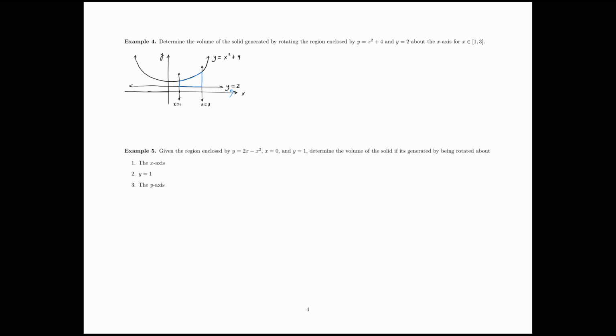So once you identify your axis of rotation, which I'm in the habit of always kind of drawing this little symbol here, let's remind ourselves that since we are rotating about the x-axis, using our formula for washers, this will be the outer radius squared minus the inner radius squared, dx, since we're integrating about a horizontal axis.